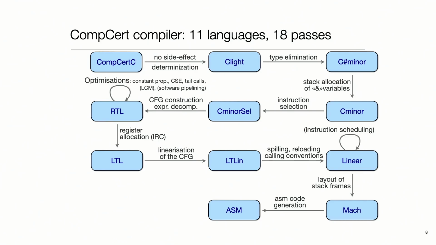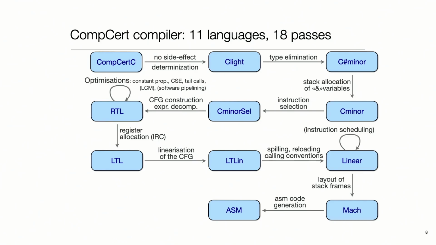These compiler passes are standard compiler passes that you can find in compiler textbooks. For instance, there are optimizations such as constant propagation or common subexpression elimination. These optimizations instantiate a generic data flow solver that is also part of a library in CompCert, and they operate over RTL, for register transfer language, an intermediate language where programs are represented by their control flow graphs.